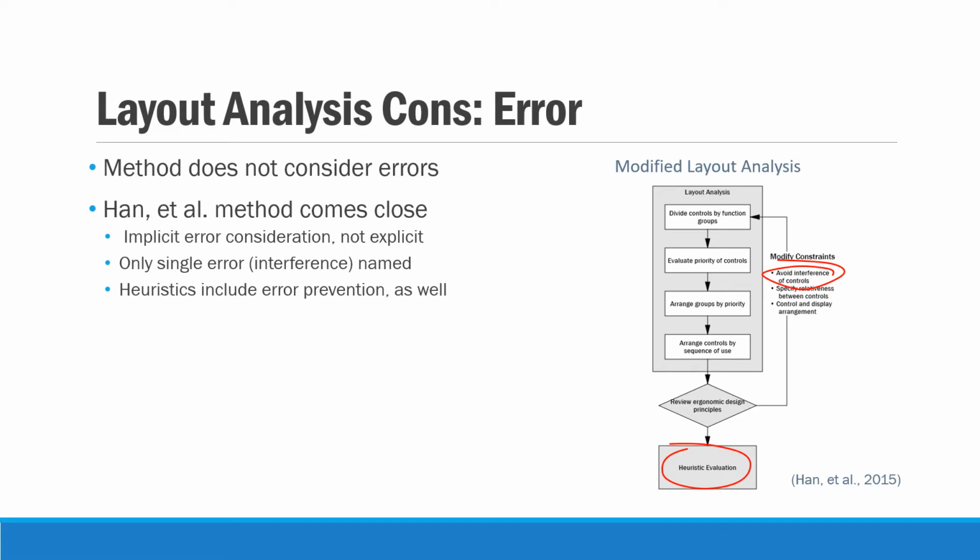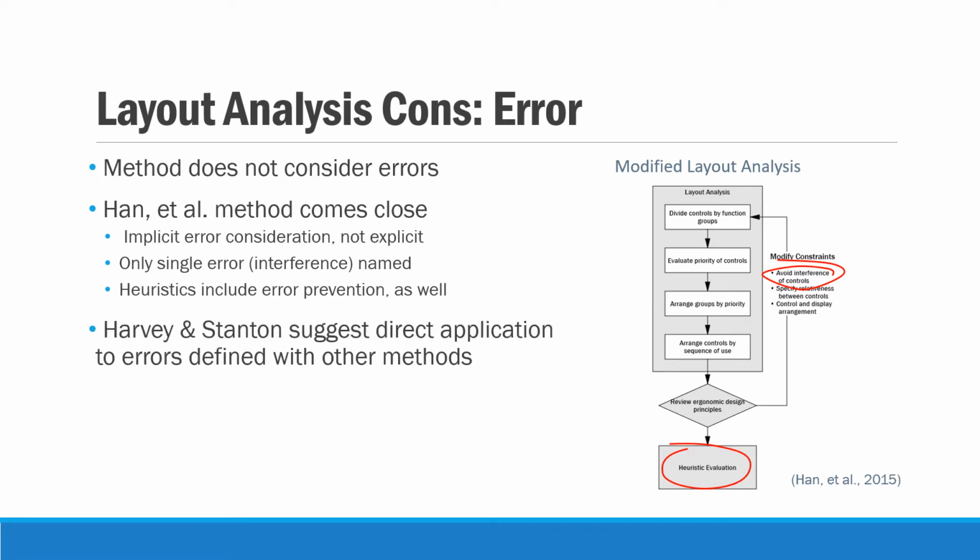Layout analysis also fails to consider human error. The aforementioned attempt to improve reliability comes close, implicitly considering error by highlighting interference as a potential issue. Error prevention was also one of the areas which the heuristic evaluation attacked. Another study suggested using layout analysis to prevent errors identified through specialized error analysis methods.